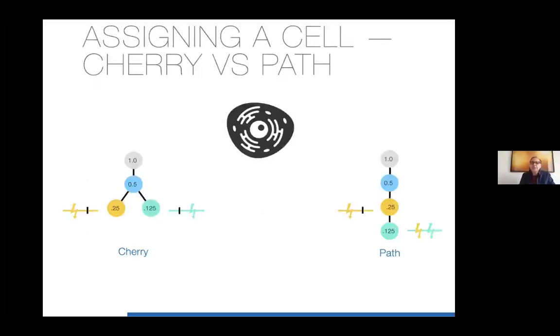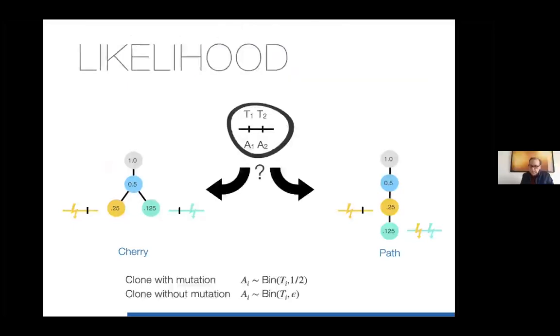So that's what we need to do. And the key in our case is to say, well, I have this cell here, or rather the single cell expression data from a cell, and my state is some sort of clonal tree, like this one, the cherry or the path. And now I want to say, well, how well the clonal tree is describing the data has to do with how well this cell fits the clonal tree, which may look like this or this, okay?